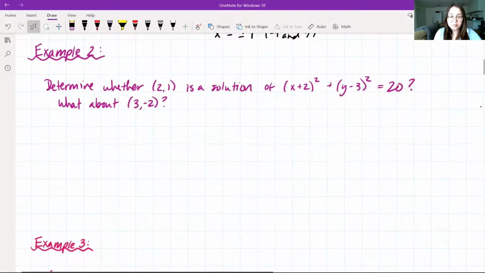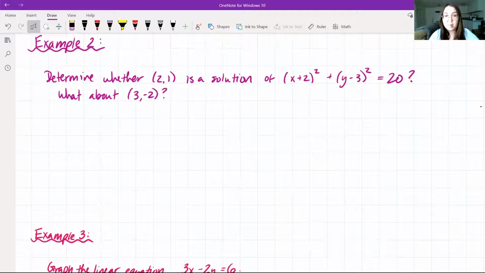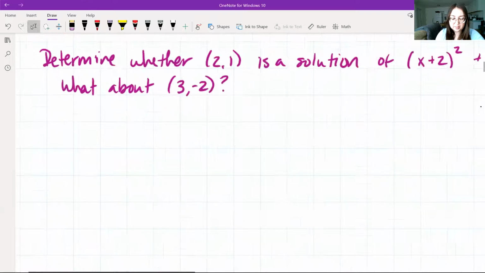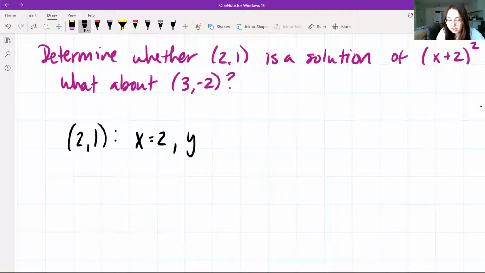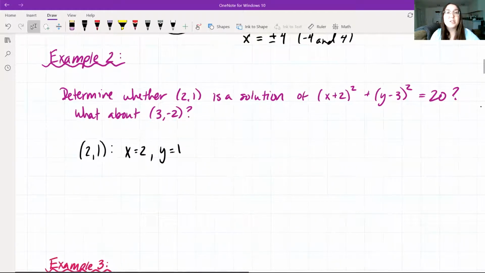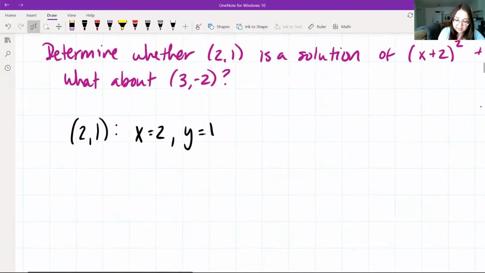All right, so let's do example 2. We want to determine whether (2, 1) is a solution of (x + 2)^2 + (y - 3)^2 = 20. And then what about (3, -2)? So let's start with (2, 1) first. So we see that (2, 1) means that x is equal to 2 and y is equal to 1. And if we just want to check if it's a solution, all we need to do is plug in these x and y values and just see if it equals, in this case, 20. So let's just plug in these values.